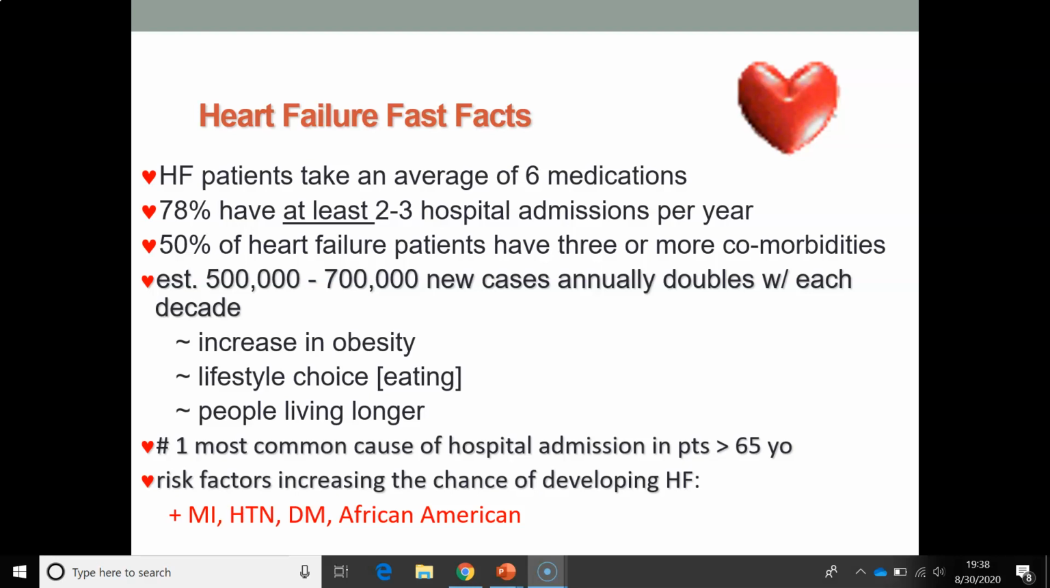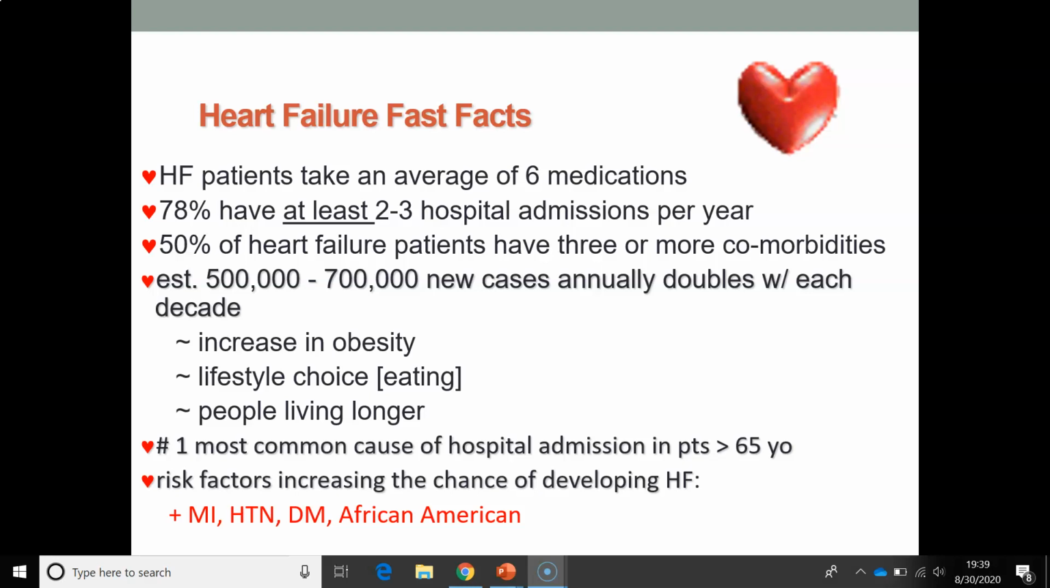500 to 700,000 new cases annually, and it doubles with each decade due to increased obesity and lifestyle choices as far as having a sedentary lifestyle and their eating habits. And another reason, even people who are healthy as far as their eating and their weight, people are living longer. So basically your heart, the pump, just starts to give out. It is the most common cause of hospitalization for patients greater than 65.